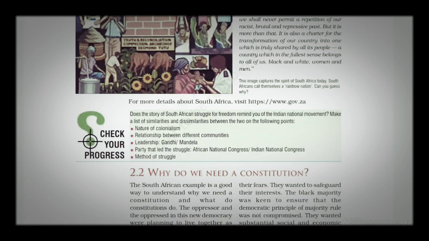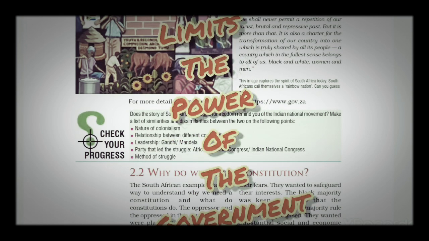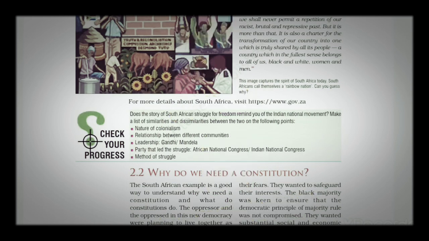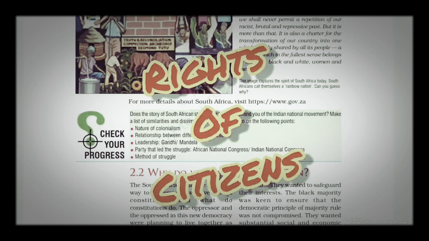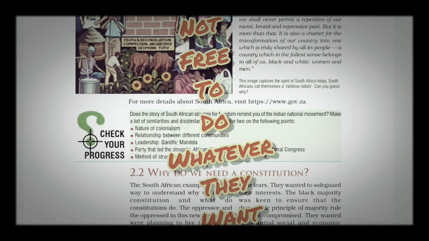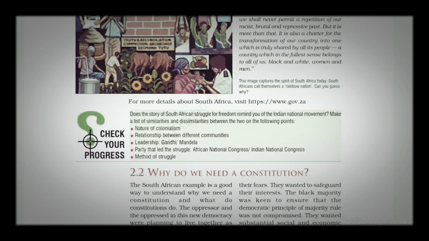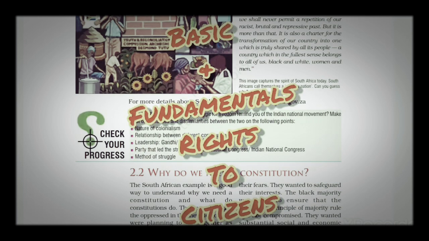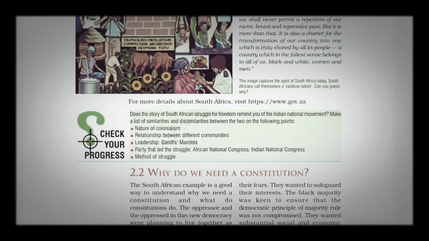Now the third, it lays out the limit to the power of the government and tells us what are the rights of the citizen. As I have told you earlier also, in a democracy the rulers are not free to do what they want. They are limited by the rights which are given by the constitution. The constitution gives various basic and fundamental rights to its citizens to limit the power of the government.